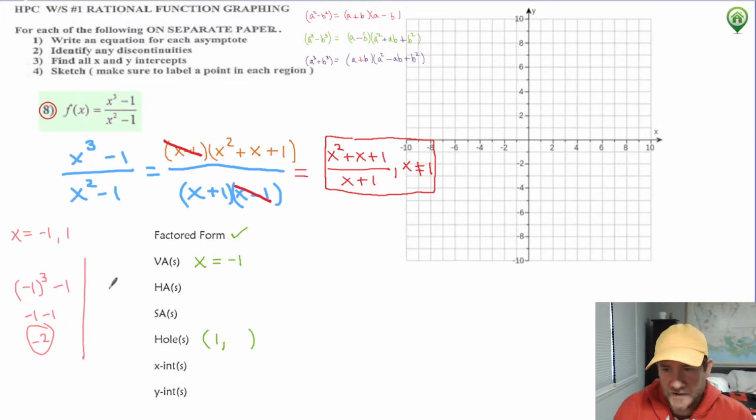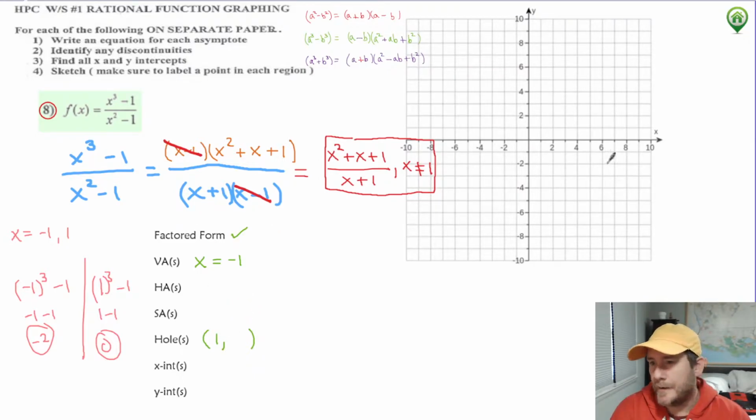Then you can test the +1, and suddenly 1 cubed take away 1 is 1 minus 1, which is 0. So you can see that that 0 of the denominator is also a 0 of the numerator. So even if you did not know how to factor, you could still determine that at x equals 1 there's a hole instead of an asymptote. Okay, so there's still kind of a workaround if you didn't know how to factor. Horizontal asymptotes, we know that we don't have one, because we know that our numerator has the greater degree.